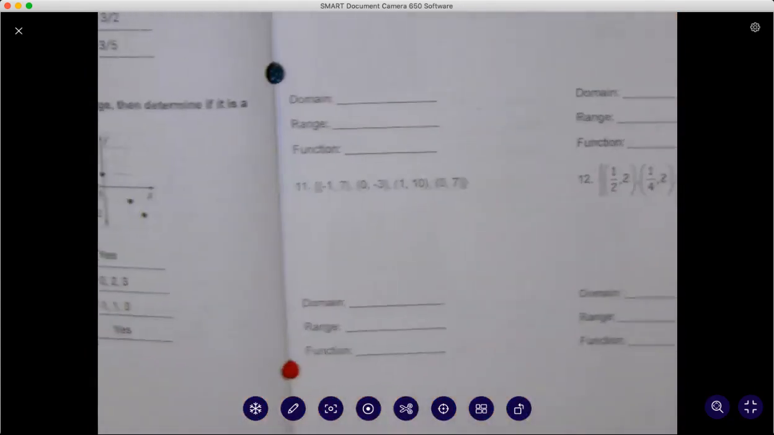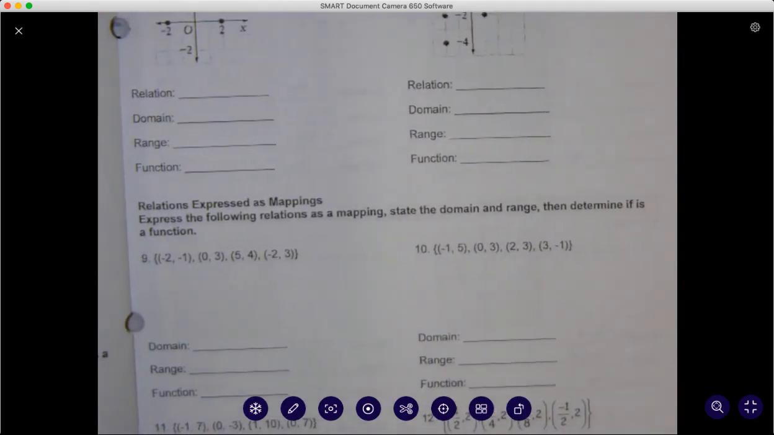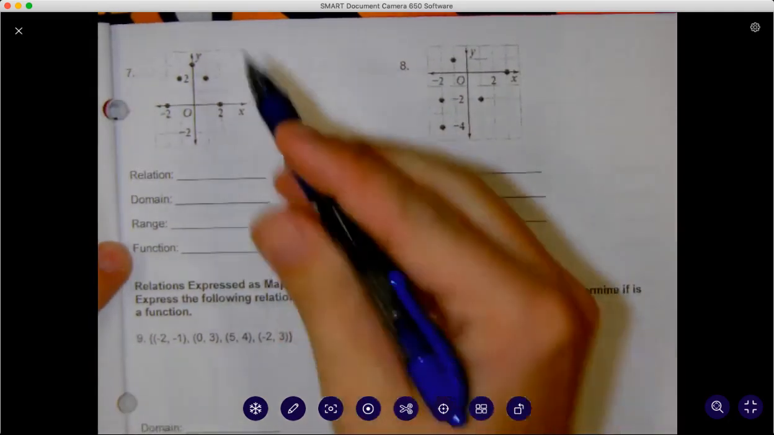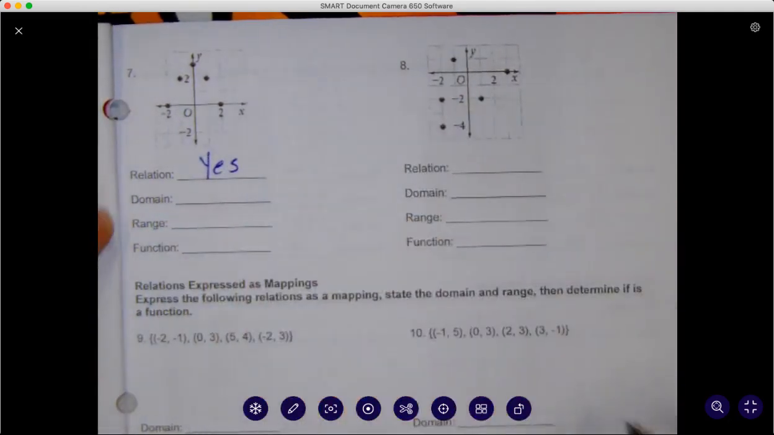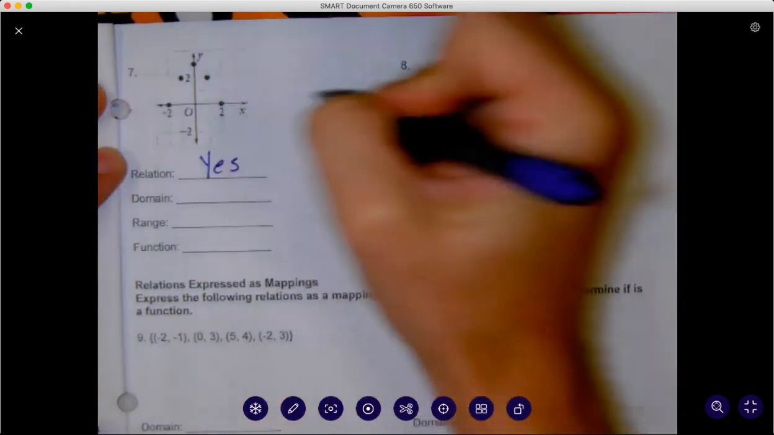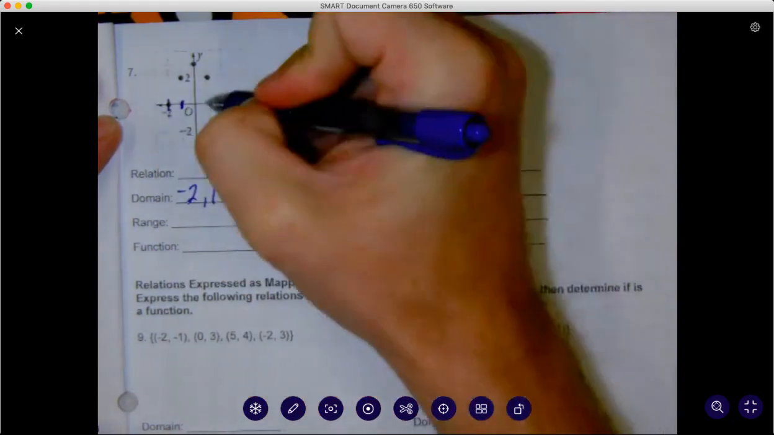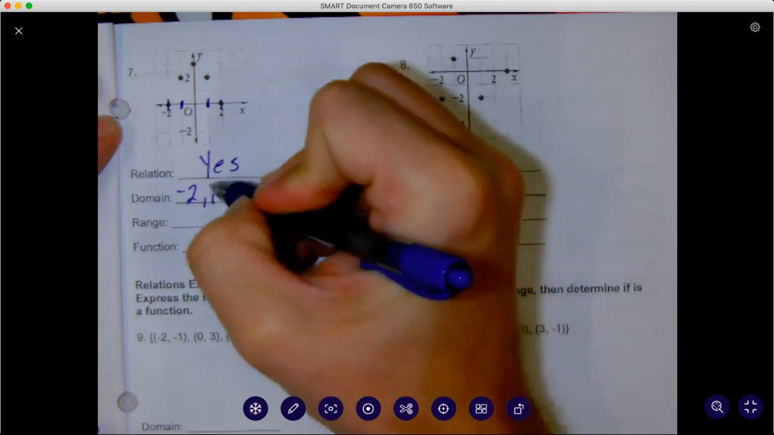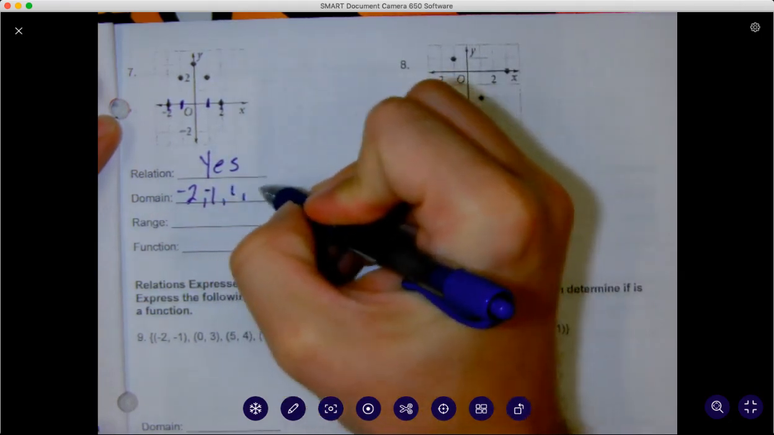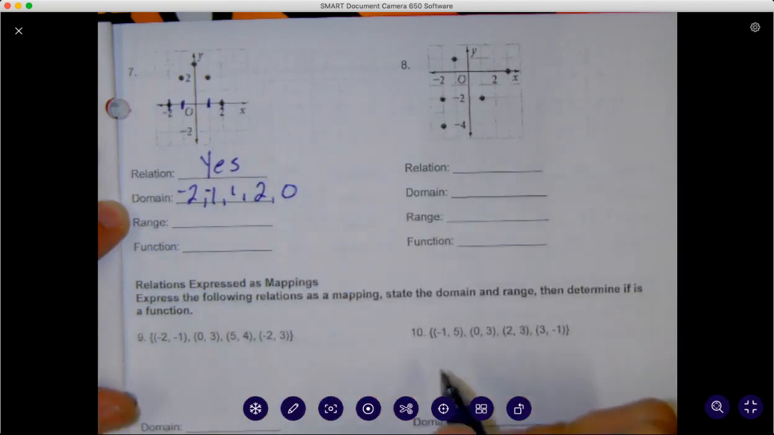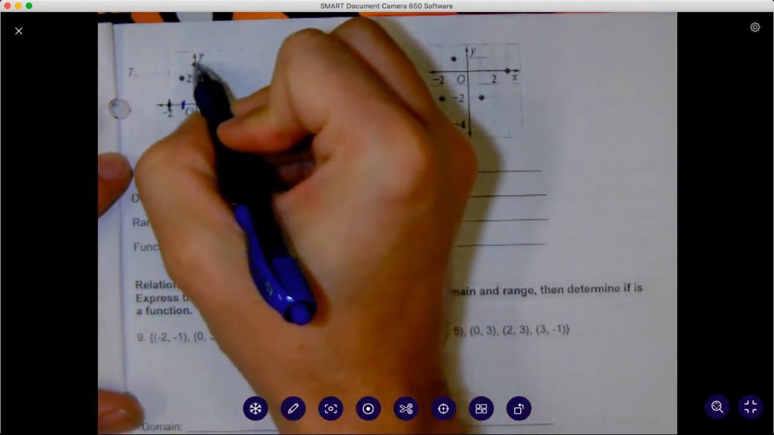Let's go on to the next page. Number 7. 7 and 8 are the same directions from the first page. So is it a relationship? It's going to be yes. Everything is a relationship. The domain is your list of x values. So looking at the x-axis, we have a point at -2, -1, +1, and +2. Oh, I missed 0. We have 1 and 0, so I'm going to put that at the end. I didn't see that point.